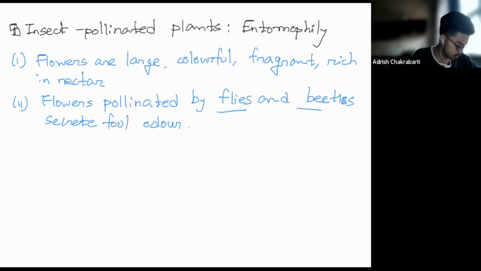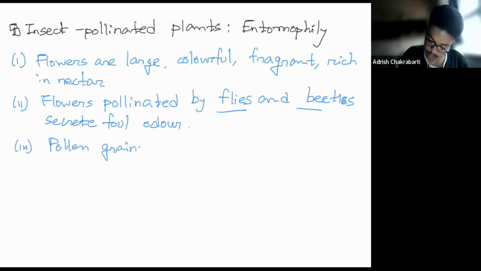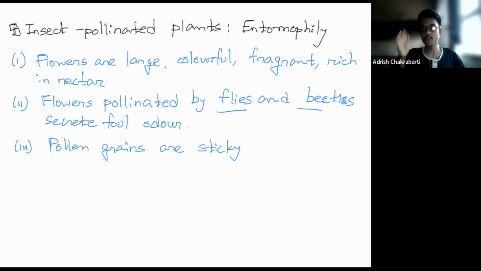For harvesting the reward from the flower, the animal visitor comes in contact with the anther and stigma. The body of the animal gets a coating of pollen grains, which are sticky in animal pollinated flowers. The pollen grains are sticky so that they can easily stick onto the body surface of the insects as well as birds. So in insect pollinated flowers and all animal pollinated flowers, we will observe that the pollen grains are sticky.